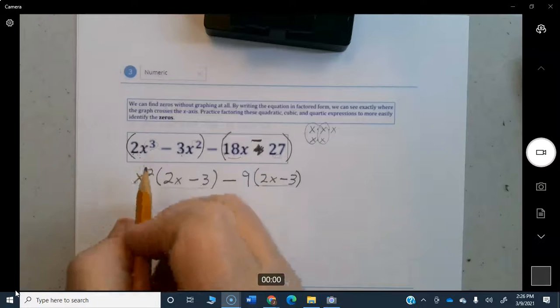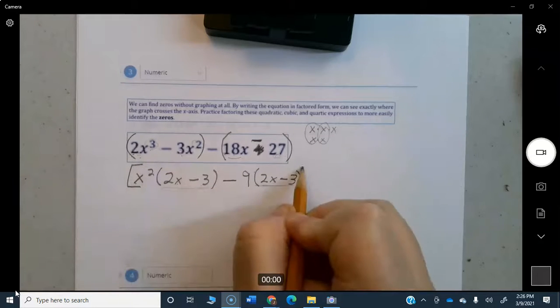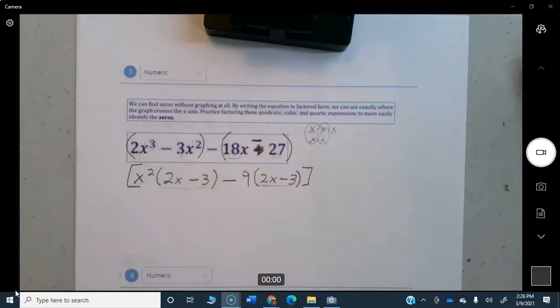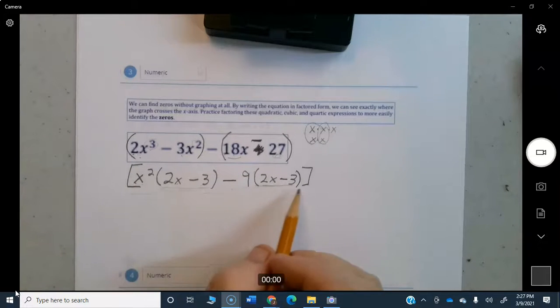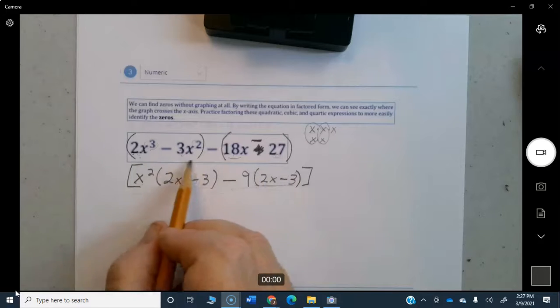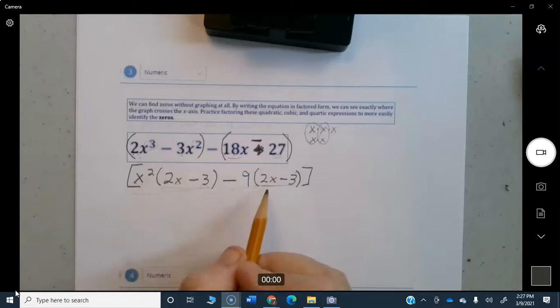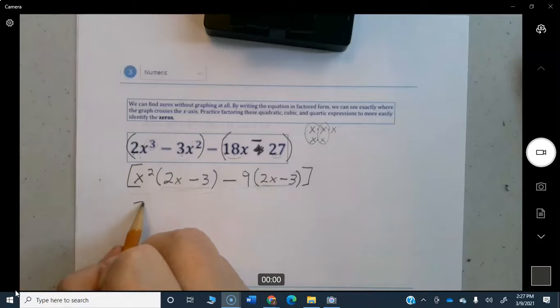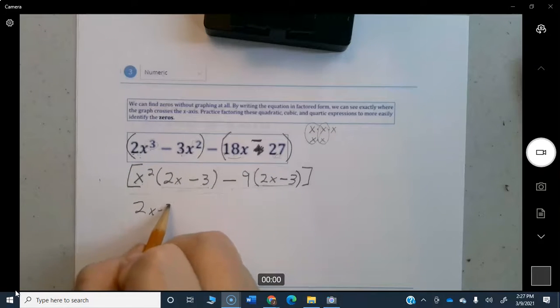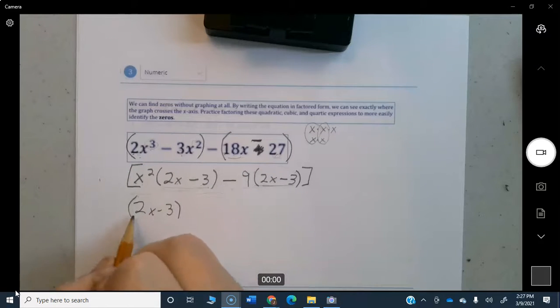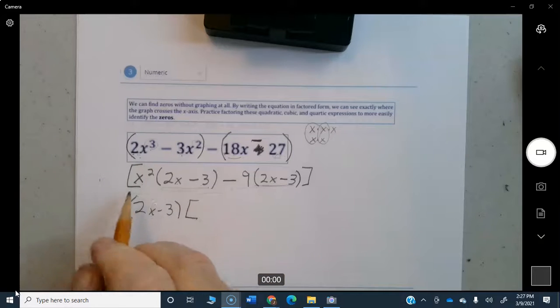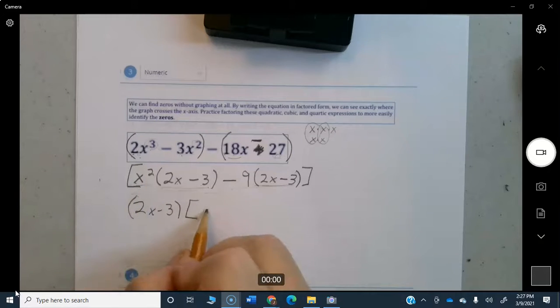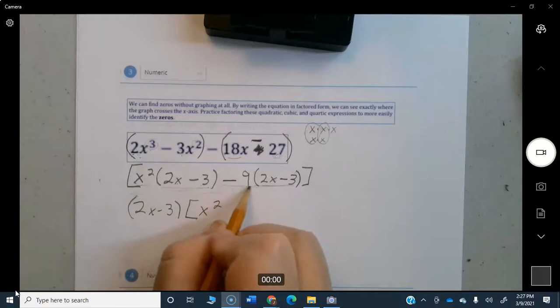Okay, so now what we're going to do is put square brackets around this just so they don't get confused. You don't have too many parentheses all over the place. So you can think of this as being a term and this as being a term. And what they have in common is 2x minus 3. So that means you can pull a 2x minus 3 outside of the square brackets out here. So I'm going to go ahead and do that. 2x minus 3, and I'll keep it in parentheses, and then the square bracket, and then what got left behind is x squared, and this, minus 9.